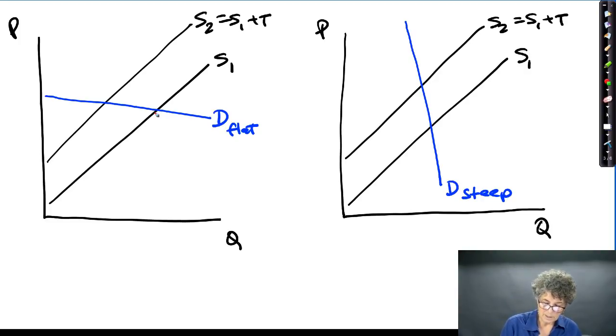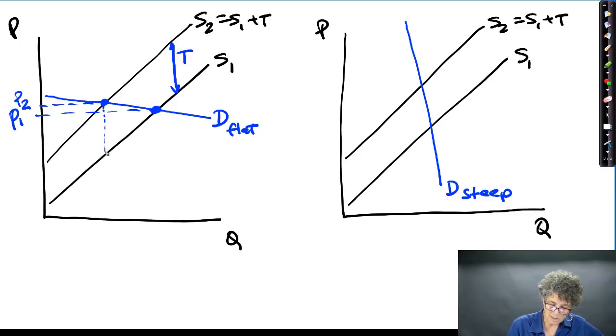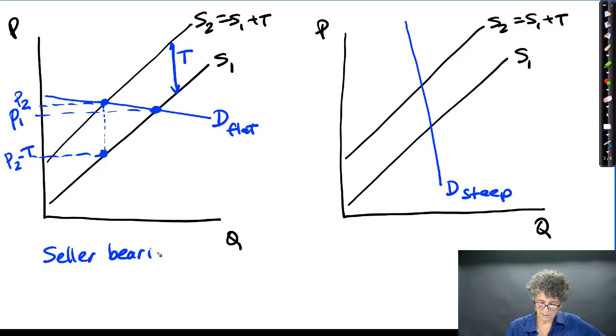What happens? So on the left, the original price, which is where the flat demand curve intersects the supply curve, is price P1. And the result of implementing the tax, which remember the distance between these two lines is the tax T, is that the price rises, but not very much. It rises to a price P2. The amount that the sellers retain is the amount P2 minus the tax. So notice that when we have a flat demand curve, the seller is bearing the larger burden of the tax.